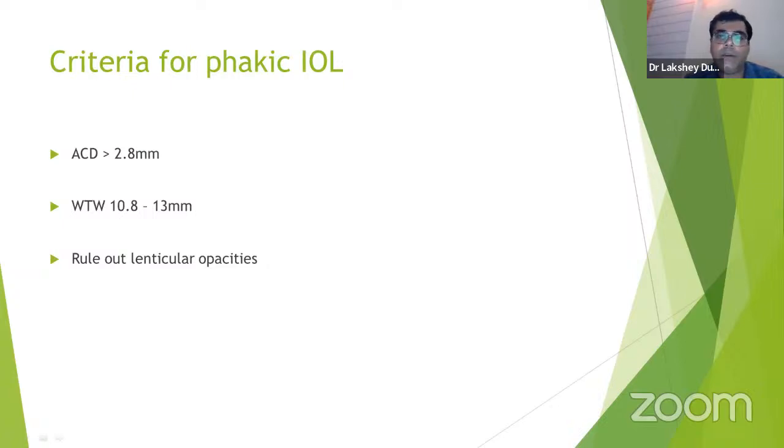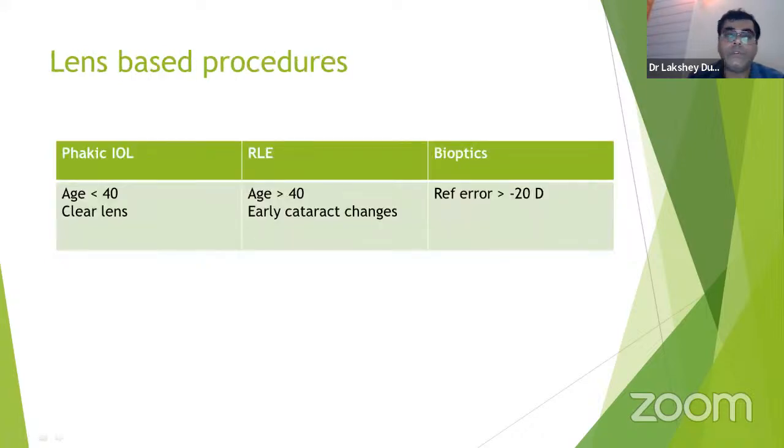These are the criteria for phakic IOL. Patients should have adequate anterior chamber depth, more than 2.8 millimeters, and should not have any lenticular opacities. For lens-based procedures, if the patient is more than 40 years and has early cataract changes, refractive lens exchange is preferred. If age is less than 40 and the lens is clear, then phakic IOL is preferred.